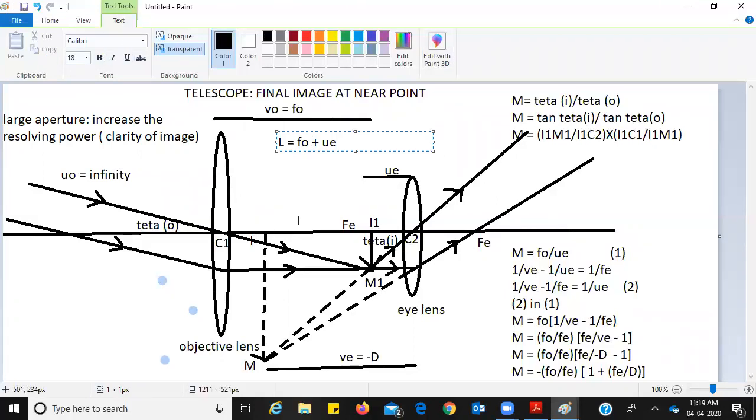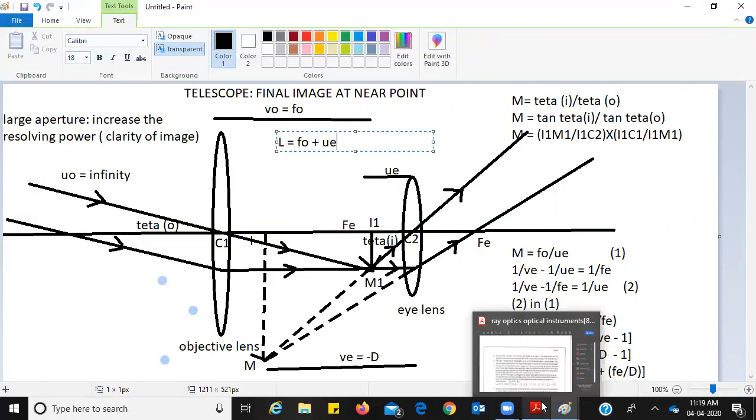Any more questions on this, or it's fine? Could you repeat that, please? Which case? I didn't see any case. I told you we have to learn the advantages of reflecting telescope over refracting telescope. Yes, sir.